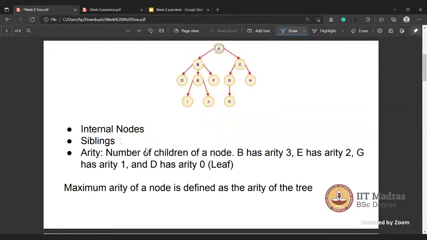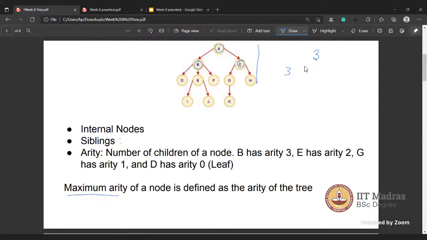Okay, then degree. The number of children of a node is called its degree. Like B has how many children? So 3. So the degree of B is 3. The degree of C is 2. And the maximum degree of a node is defined as the degree of the tree. So the degree of the tree will be 3.